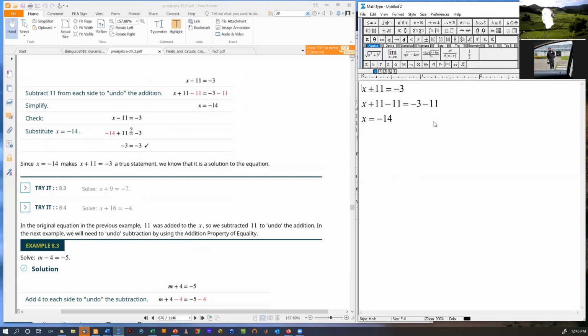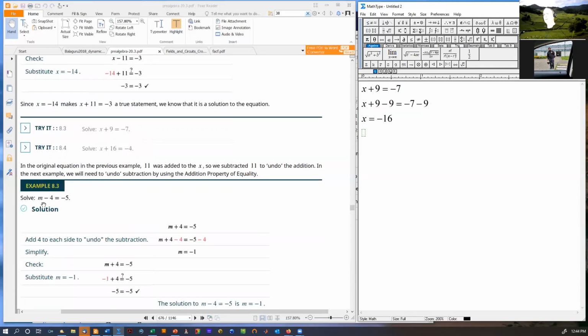So I'm just going to do another one of these simple examples. X plus 9 equals -7, right? So we have x plus 9 minus 9 equals -7 minus 9, right? X equals -16. Okay. If your equation just looks like this, it's relatively straightforward to manipulate them.